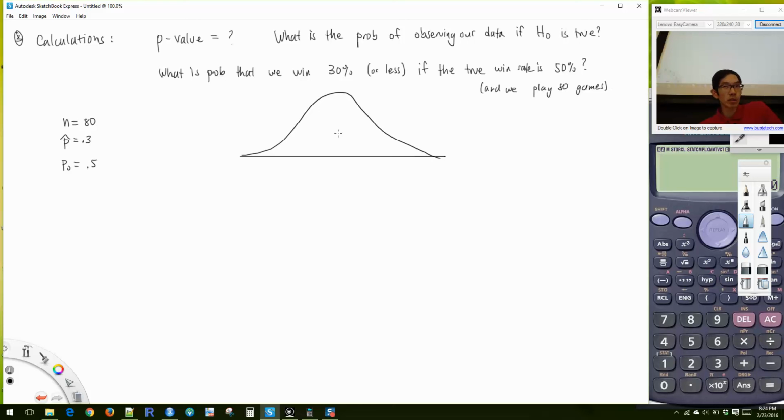Now the question is, is a 30% win rate reasonable or unreasonable? I should be winning 50% of the time. Is 30% pretty close to 50 where it happens quite often, or is 30% far away from 50 so it happens very, very seldom? So what we want to know is the probability that we get 30% or less, because this is what happened to us. We only won 30% of the time. Is this a likely outcome?